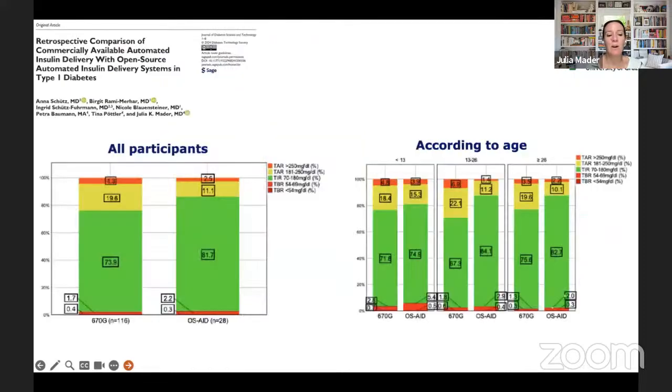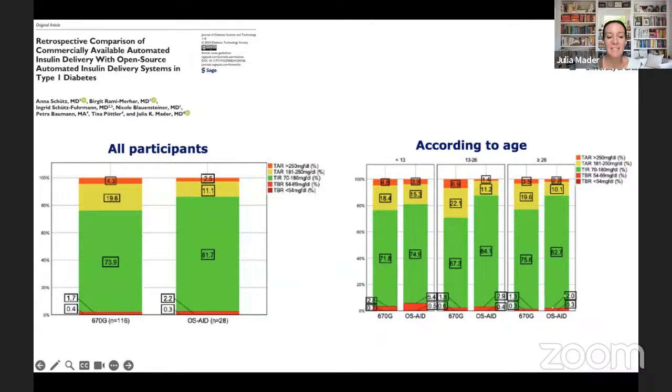So we looked into our Austrian population, again, not a big group, but the ones who did automated insulin delivery using an automated system with open source algorithms achieved more time in range compared to the commercial system. Of note, of course, this was the 670G system that was maybe not as optimal as the system that we nowadays can use.